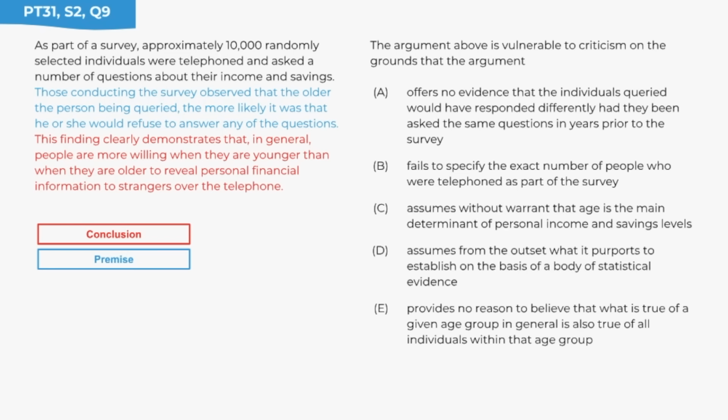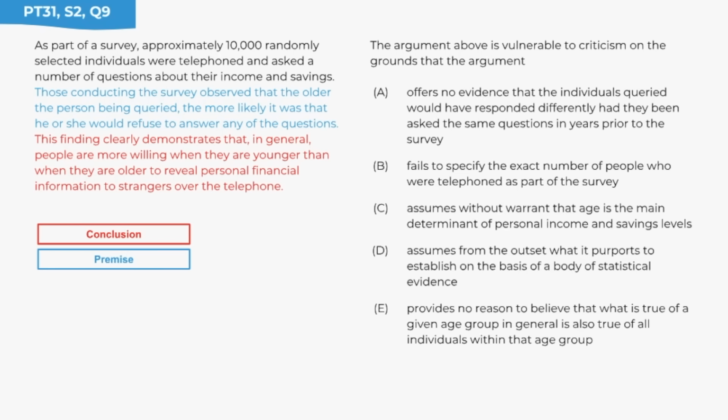Okay, so we have this survey, and we know that the older the person being queried, the more likely it was that he or she would refuse to answer any of the questions. Does that necessarily mean that in general people are more willing when they are younger than when they are older to reveal personal financial information to strangers over the telephone?